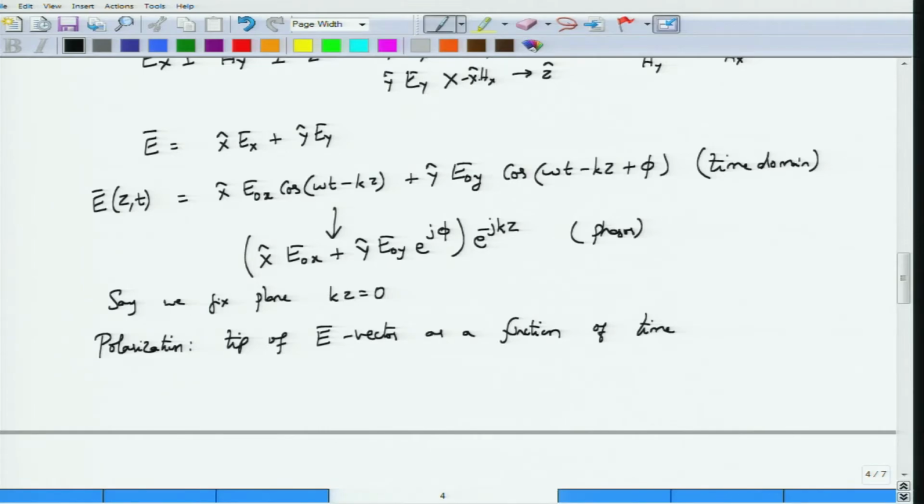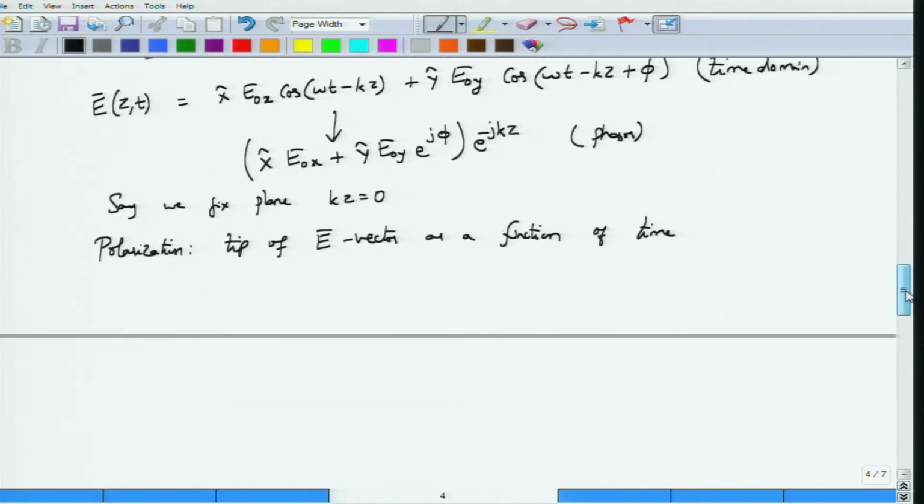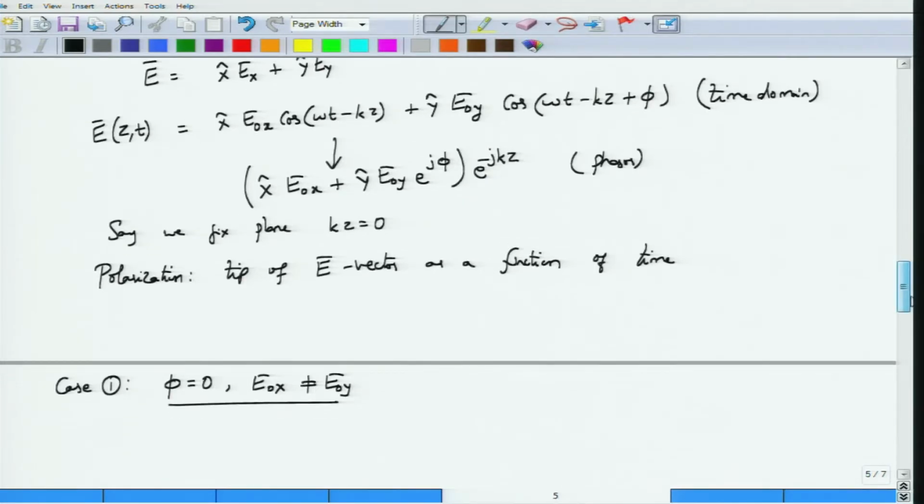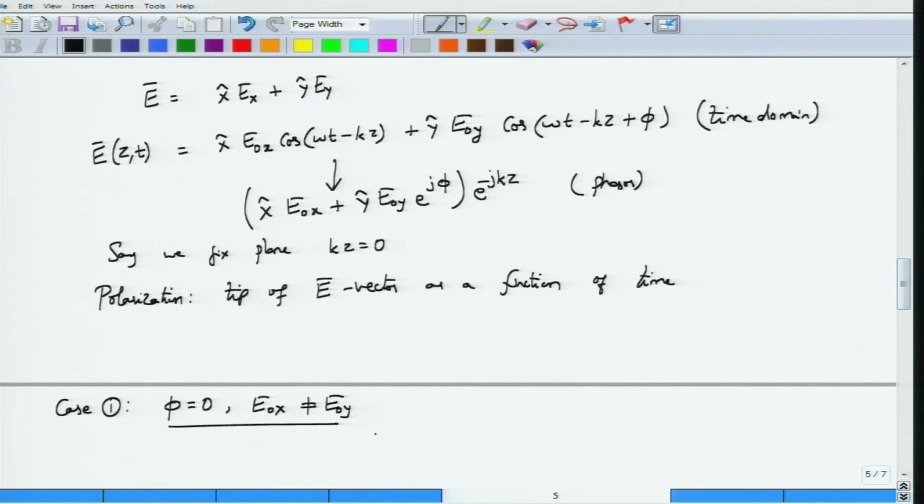Then I am fixing a particular plane. For simplicity of the equations, we can take that plane to be kz equal to 0. Now we will have different cases to consider. Let us consider case 1, in which we assume that there is no relative phase difference between the x and y components. We will, however, assume that E0x need not be equal to E0y. That is, the amplitude of the x component need not be equal to E0y. So what will happen to the phasor of the electric field? The electric field phasor is x hat E0x plus y hat E0y, right?